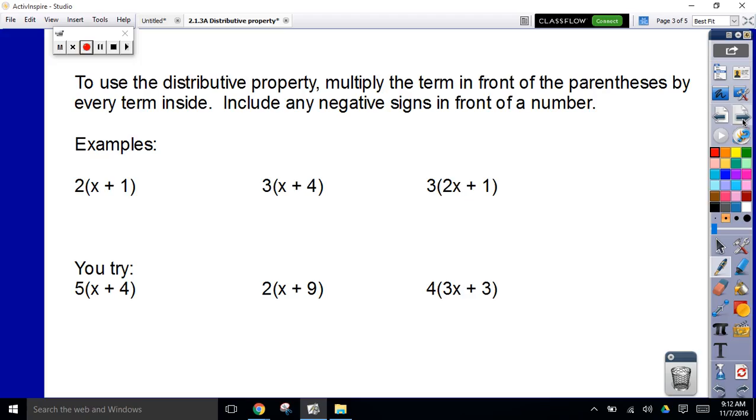So whatever x plus 1 is, we have to multiply that times 2. Well, we don't know what x is, so to simplify this, we can do 2 times x and 2 times positive 1, and write down our answer there. That gives us a simplified version. 2 times x is 2x. 2 times 1 is positive 2. So that simplifies to 2x plus 2.